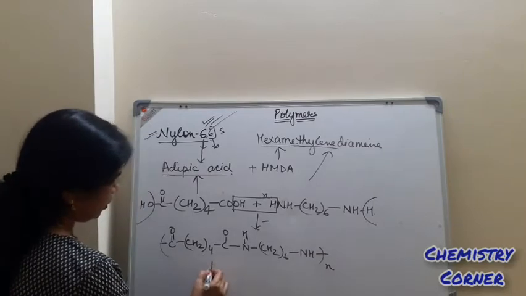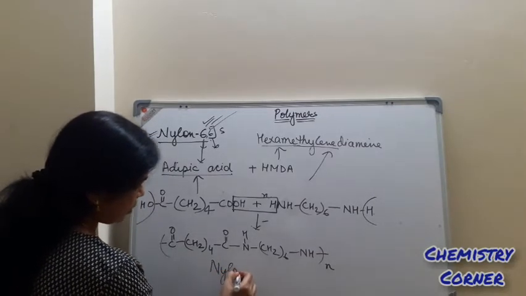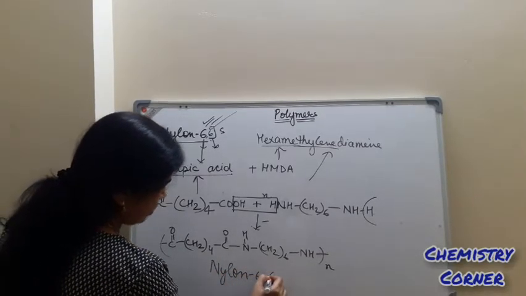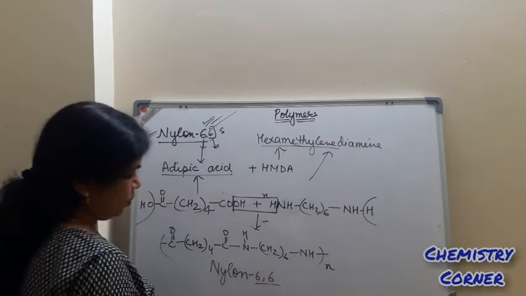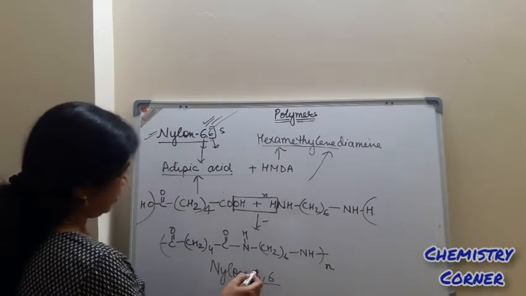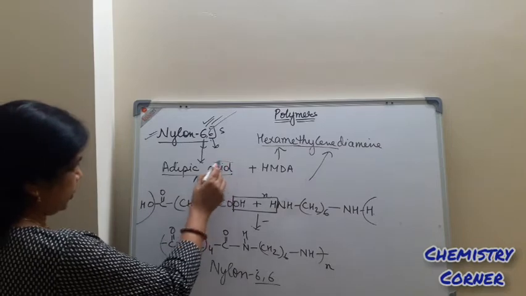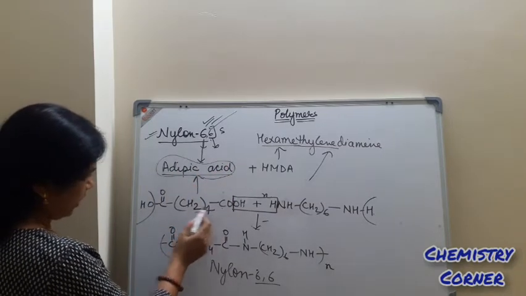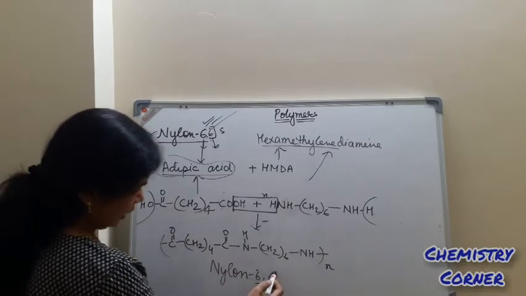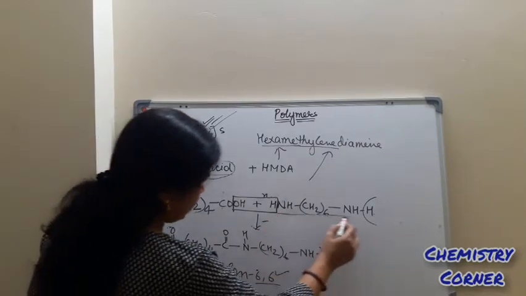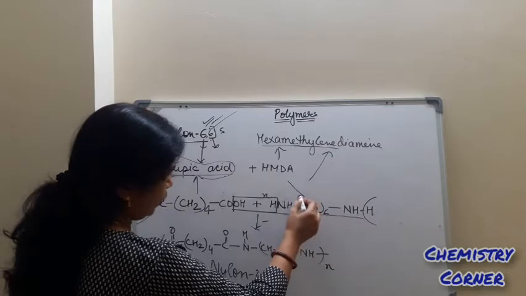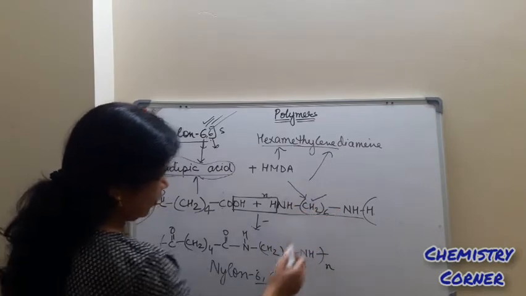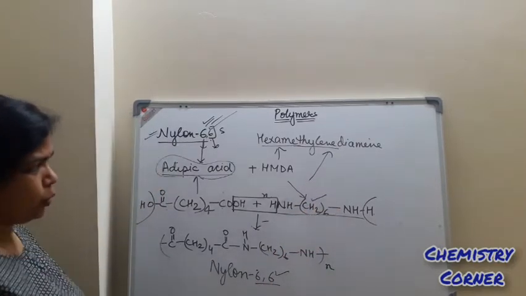Now this is nylon 6. Again there is a hint, children. The first 6 is indicating that the first monomer unit has 6 carbon, see, 4 plus 1 and plus 1. And the second 6 is indicating that the second monomer also has 6 carbon. So it has 6 carbon, (CH2)6.